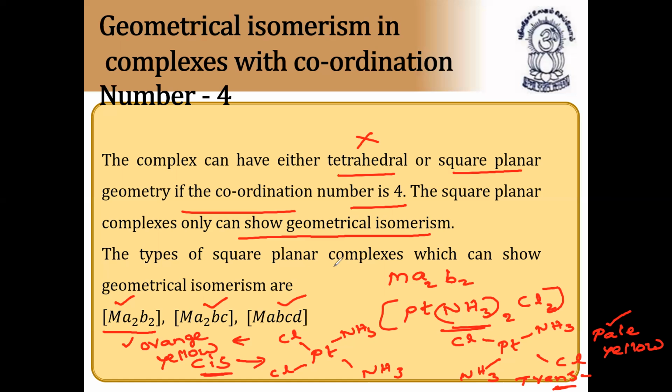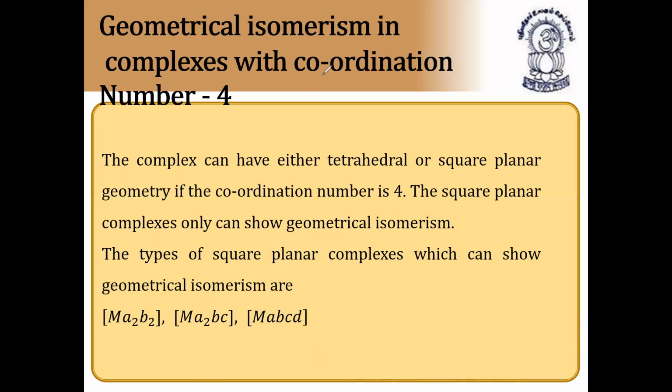This type of isomerism is shown by square planar complexes. A complex can be either tetrahedral or square planar with coordination number 4. A complex with coordination number 4 and tetrahedral shape will not exhibit geometrical isomerism. If it has coordination number 4 and is square planar, it will exhibit geometrical isomerism. So the geometry should be square planar only. Please listen carefully, this is very, very important. Definitely you're going to get questions on which type of isomerism a compound will show. They'll ask in the examination.